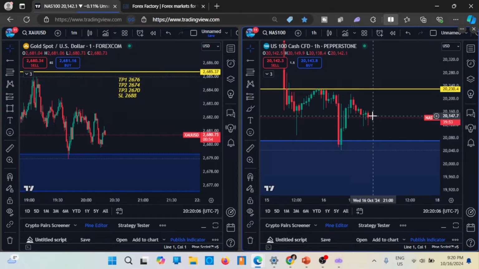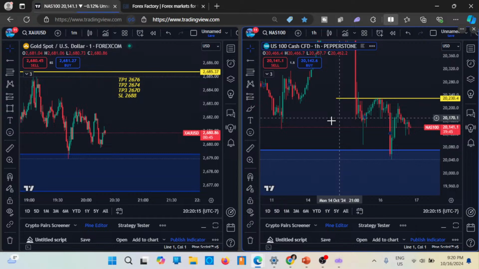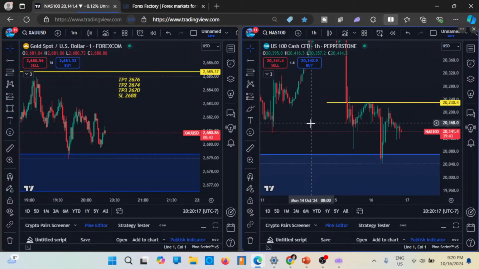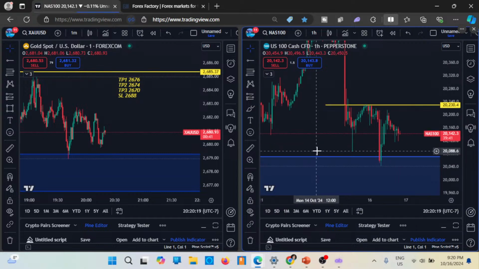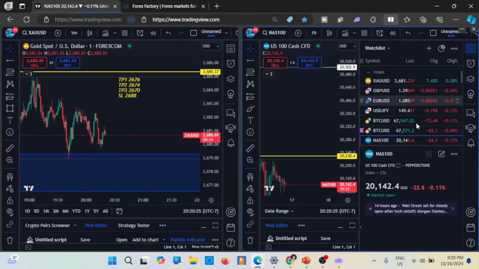So far this is the only areas to look for a trade for US 100, based on the market structure. That is it. So now let's look at something else.